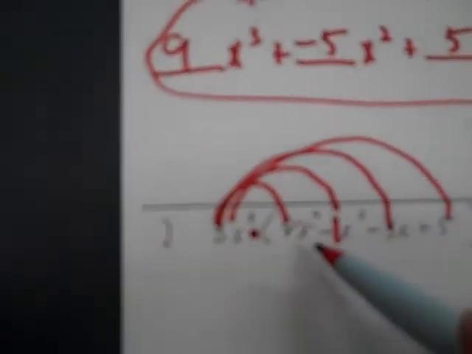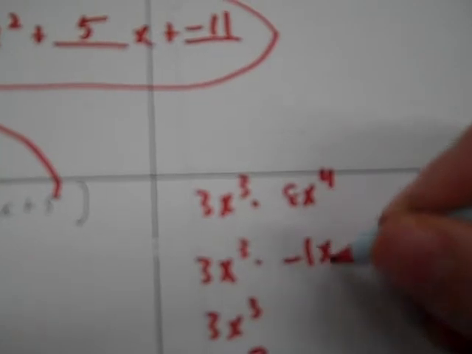Okay, so the first thing I multiplied by was 8x to the fourth power. And the second thing, negative 1x to the second power. And then negative 3x. And then positive 5. Okay, finding the 4 products. Now 3 times 8 is 24. Then for x, you take the third power plus the fourth power, which is a 7th power. Okay, 3 times negative 1 is negative 3.